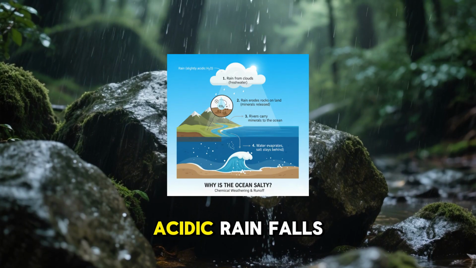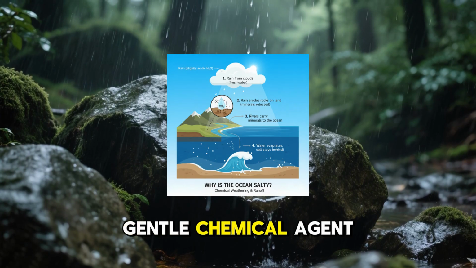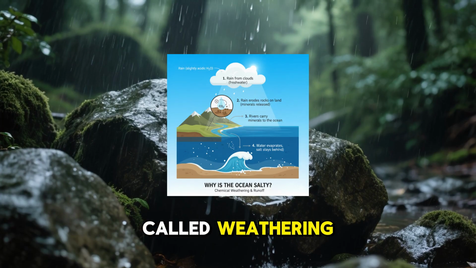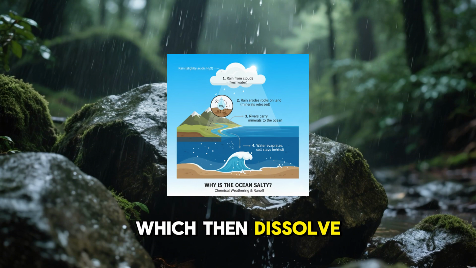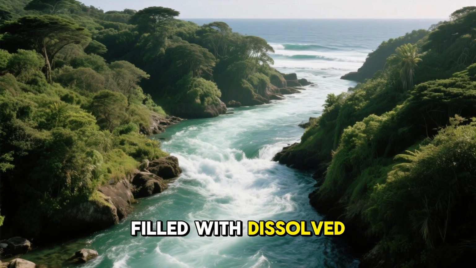When this slightly acidic rain falls on land, it acts like a very slow, gentle chemical agent, breaking down rocks. This process is called weathering. As the rocks erode, they release their mineral salts, which then dissolve into the water. So now we have this water on land, filled with dissolved salts.